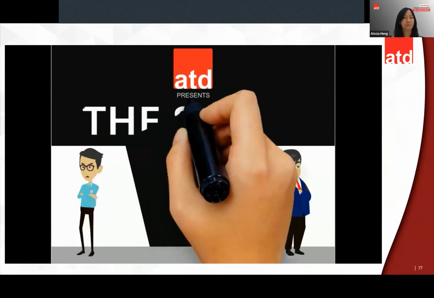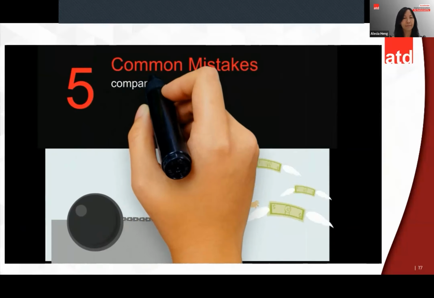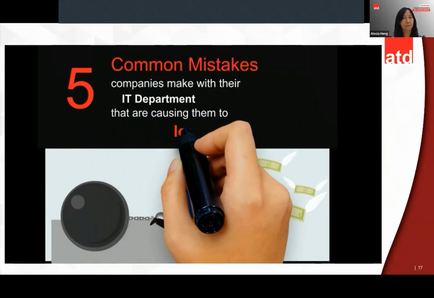ATD Solution presents the story of Mr. Tech and Mr. Biz. There are 5 typical mistakes companies make that can be addressed by enterprise architecture.